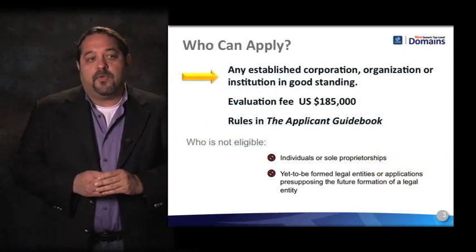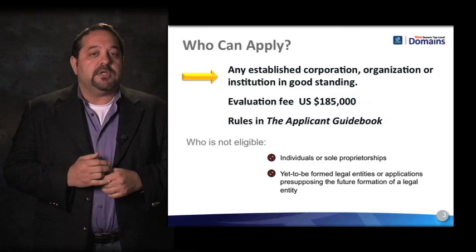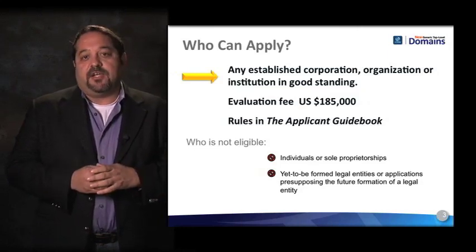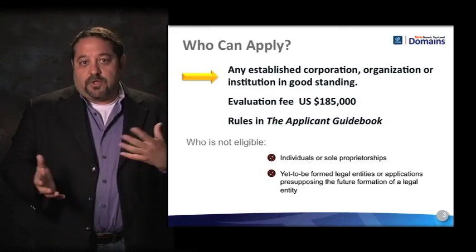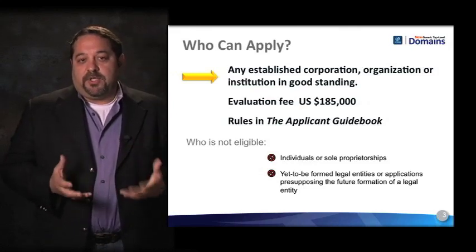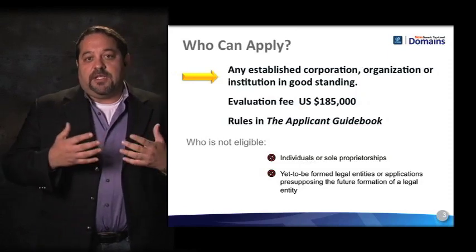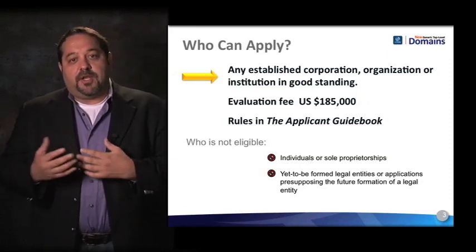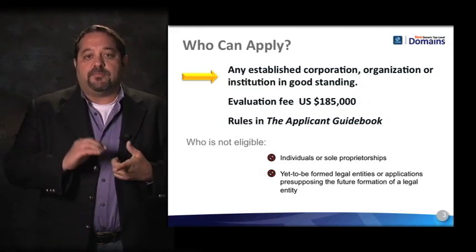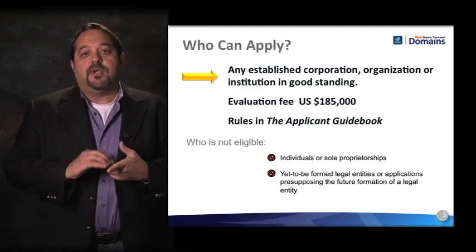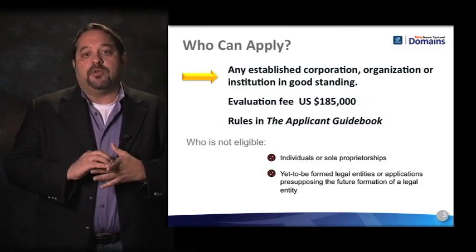Who can apply? Any established organization, corporation, entity in good standing can apply. The fee is $185,000 and the rules are contained in the guidebook. I want to be clear about this. It needs to be an established organization. An individual or a sole proprietorship cannot apply, and organizations that are looking to form joint ventures must have formed that joint venture prior to applying so that it is actually in fact a legal entity.